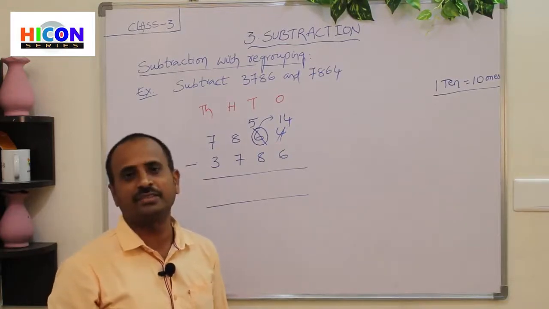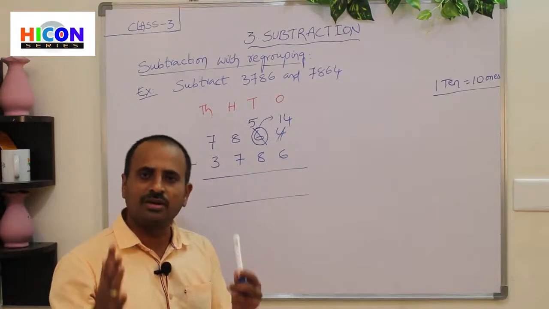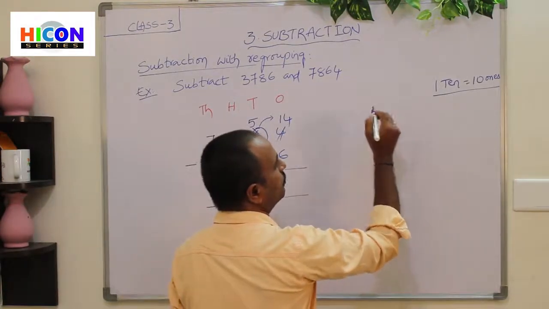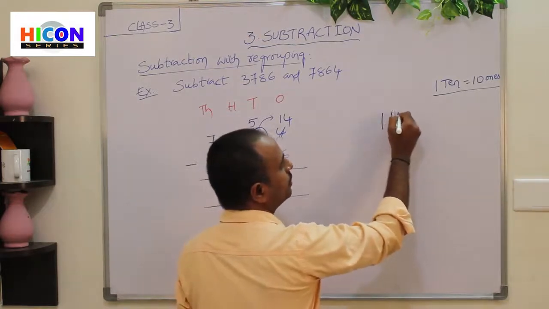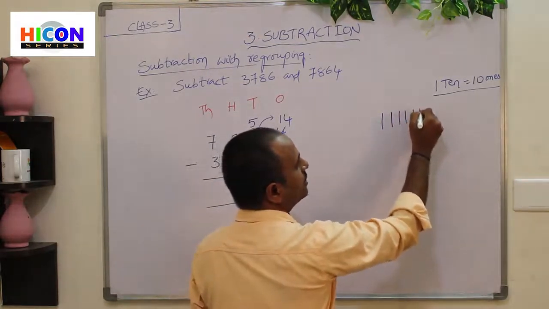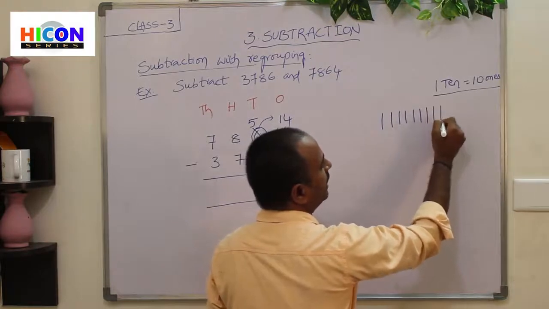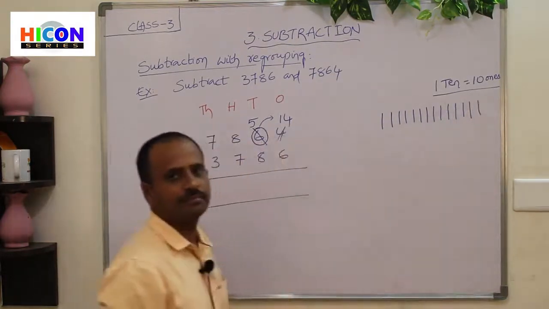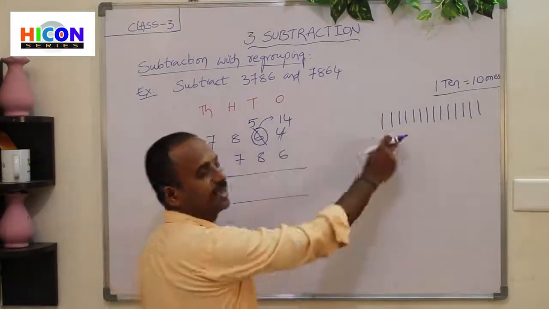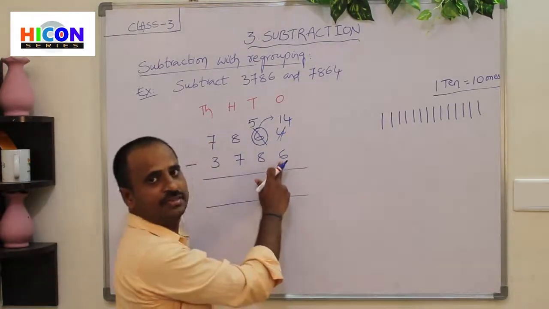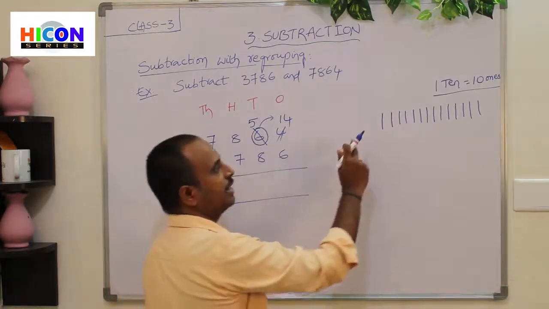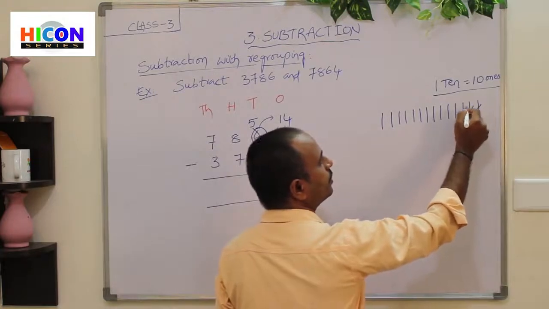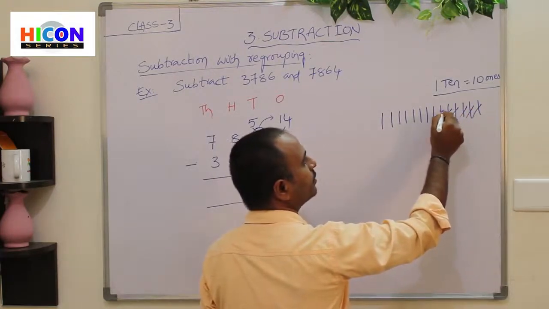So in such cases, we have to just draw 14 lines in the rough work of your notebook. So draw 14 lines. 1, 2, 3, 4, 5, 6, 7, 8, 9, 10, 11, 12, 13, 14. Next, what is the second number? 6. So strike off 6 numbers among these 14 numbers. 1, 2, 3, 4, 5, 6.